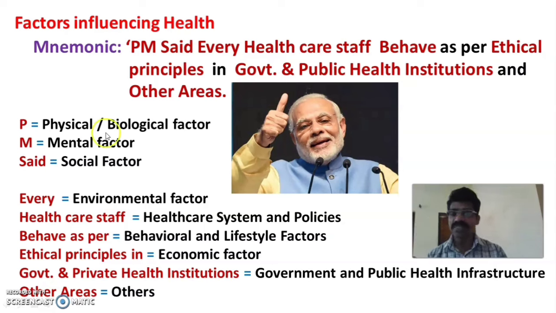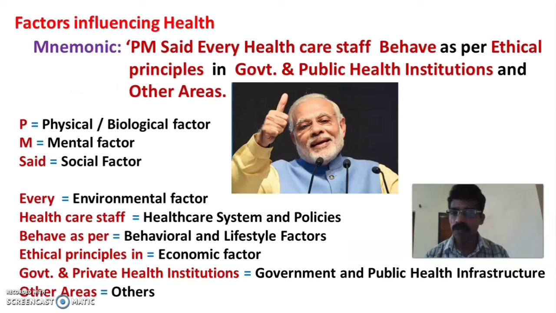P stands for physical or biological factor. M stands for mental factor. Said stands for social factor. Every stands for environmental factor. Healthcare staff stands for healthcare system and policy. Behave as per stands for behavioral and lifestyle factors. Ethical principles stands for economic factor. Government and public health institution stands for government and public health infrastructure. Other areas stands for others. So in this way you can remember the factors influencing health.